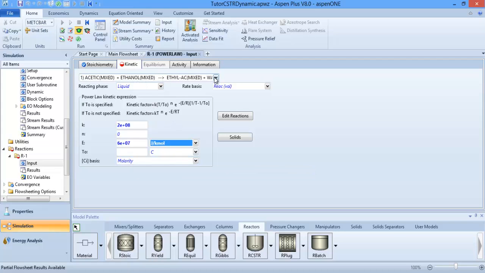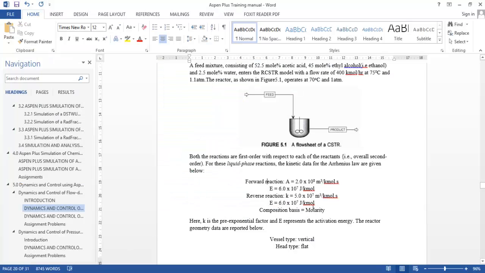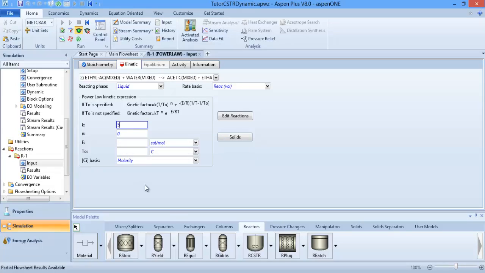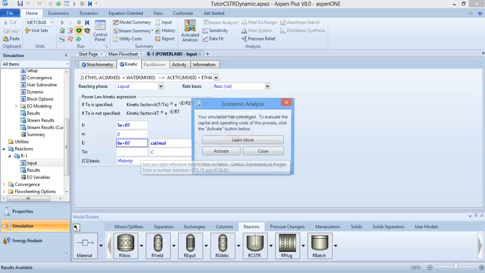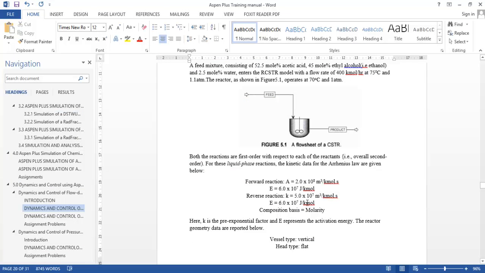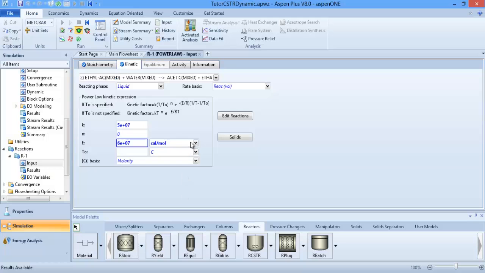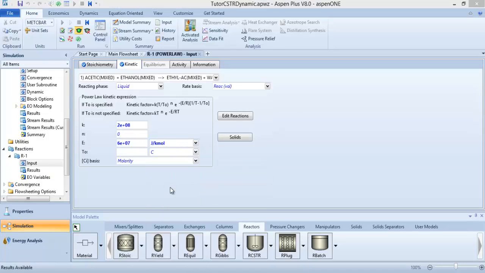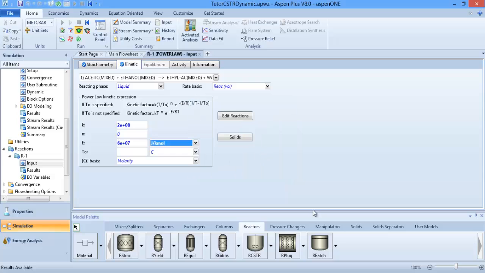Then we'll go to the next reaction, the second one, and we are going to have 5 times 10 to the power 7 for the activation energy, or 6 times 10 to the power 7. On this, our system has converged. This will also be in joule per kilomole. Okay, and by that, we are good to go. We are okay with our steady state.